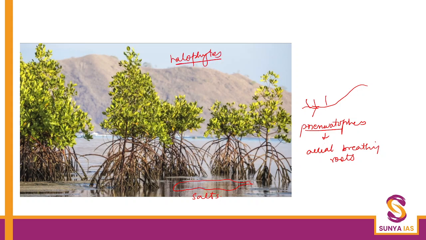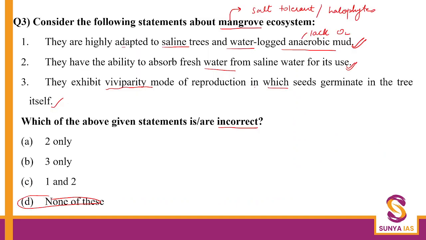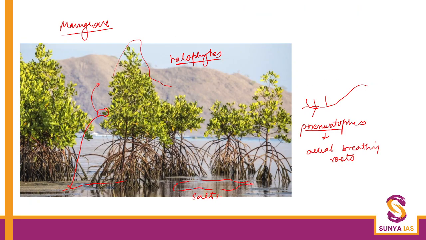Now, why? See, if a seed falls on the ground here, it's actually waterlogged. So it might not be able to germinate and it might die off. To prevent this, it germinates in the tree itself. So these are some of the modifications which help the mangroves to properly survive. These are mangrove specific adaptations. So again here the answer, all the three were correct. So it is none of the above.